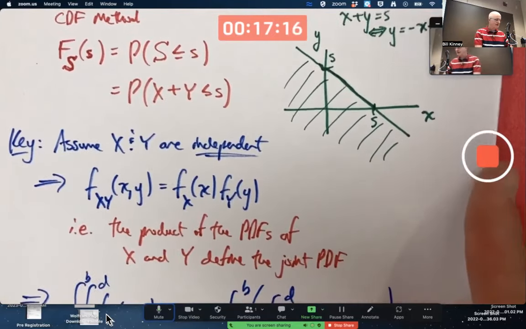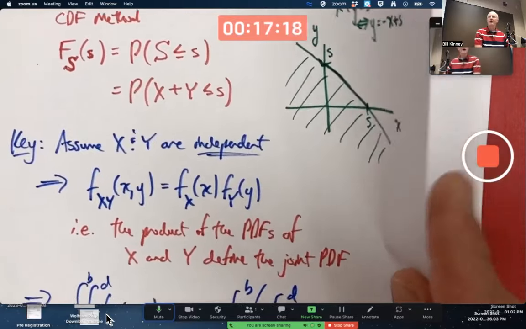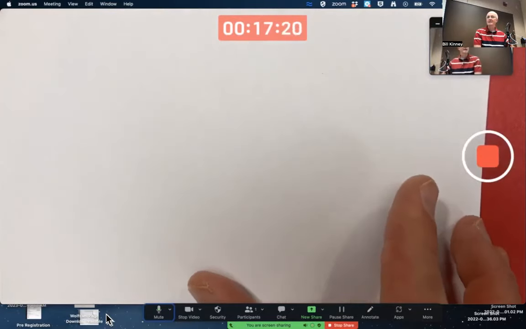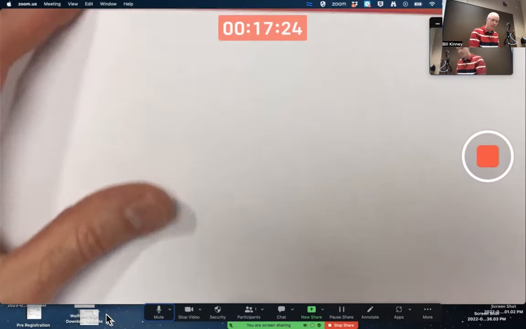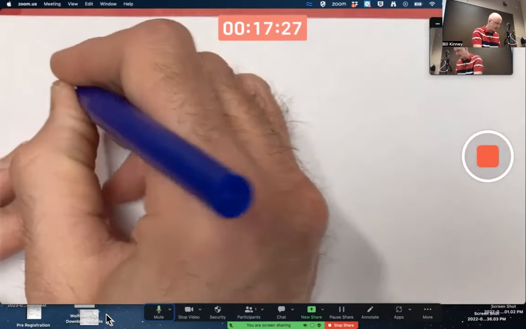Okay. Let's start by assuming x and y are both exponential random variables with a mean of 1, say. So this is an example now, example 1.